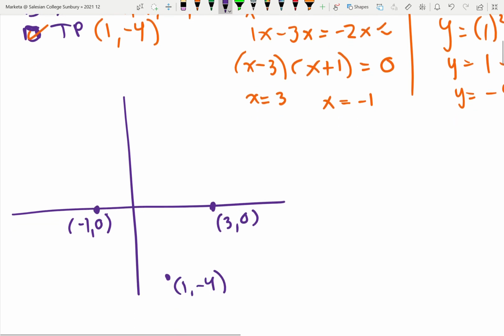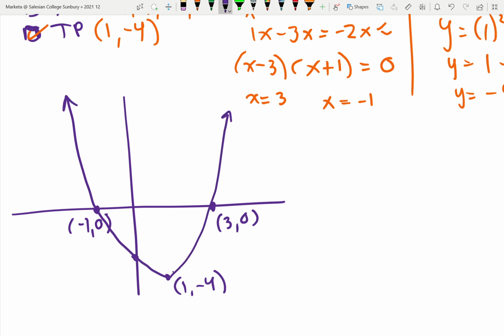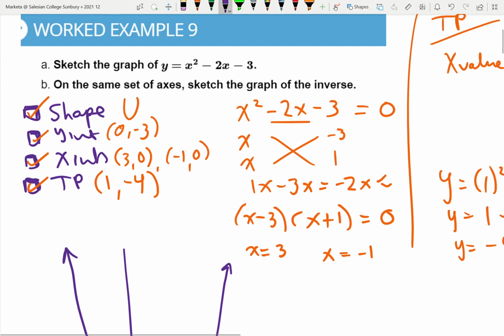So the y-intercept at -3, so it'll go something like this. And that's at 0, -3, again as a coordinate. So there are all our important features on that parabola. So we've done the first part of sketching it, and that's really not the inverse part. The inverse part comes next in part B.